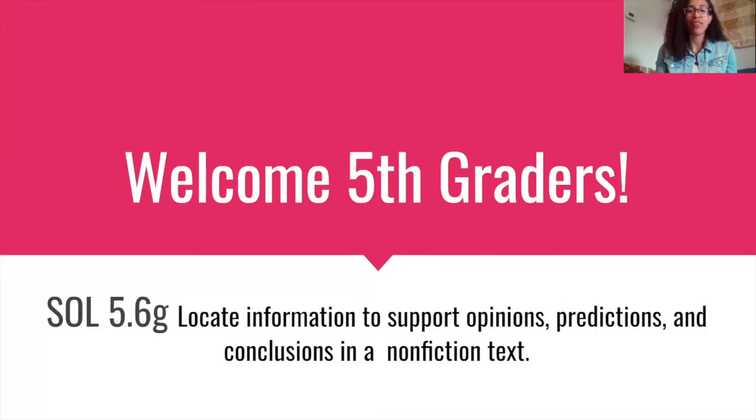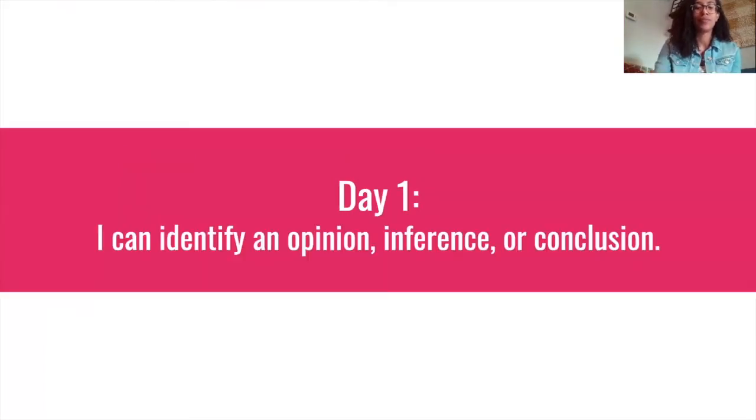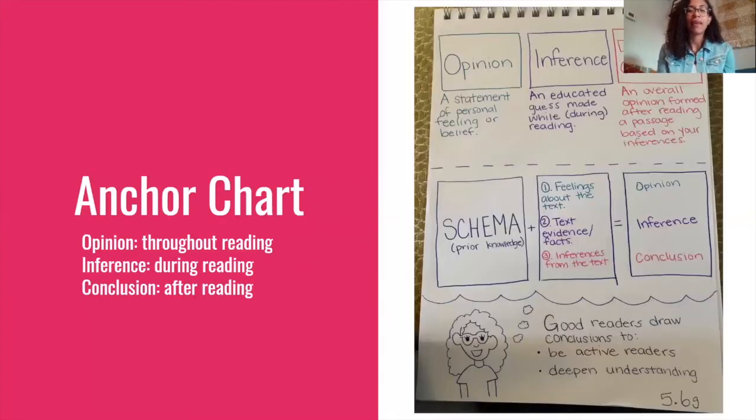I hope you're safe. This week for ELA, we are going to be focusing on 5.6G, which is locate information to support opinions, predictions, and conclusions in a nonfiction text. For day one, our target is going to be: I can identify an opinion, inference, or conclusion. So this is our anchor chart that we're going to be looking at.